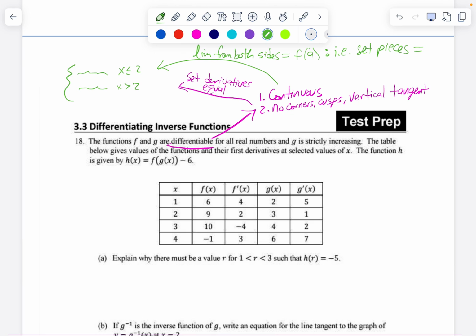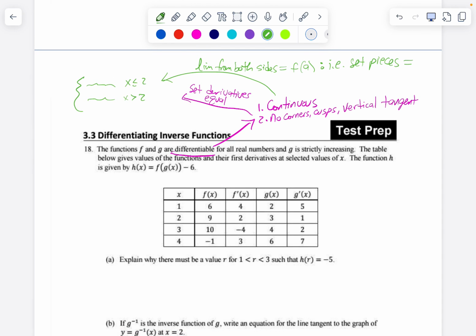Then we took the derivatives of both and we got a differentiable equation. And then we use that system to solve for A and B. Remember that? If you're like, what? I don't remember that at all. Go back and check your Unit 2 differentiability stuff. I can't remember exactly what section.